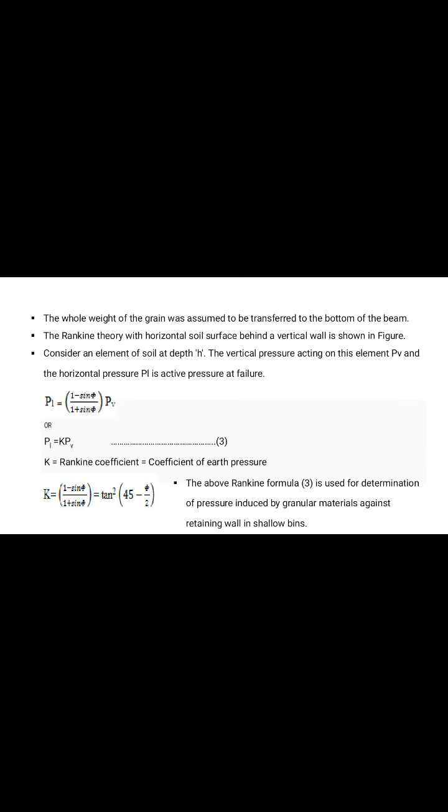This is the vertical wall, and the pressures on an element of soil behind it are shown. The whole weight of grain was assumed to be transferred to the bottom of the bin. Rankine's theory with a horizontal soil surface behind a vertical wall is shown in the figure.